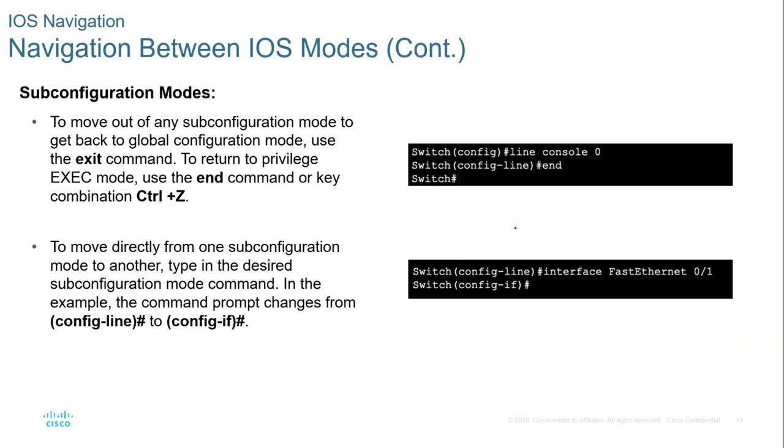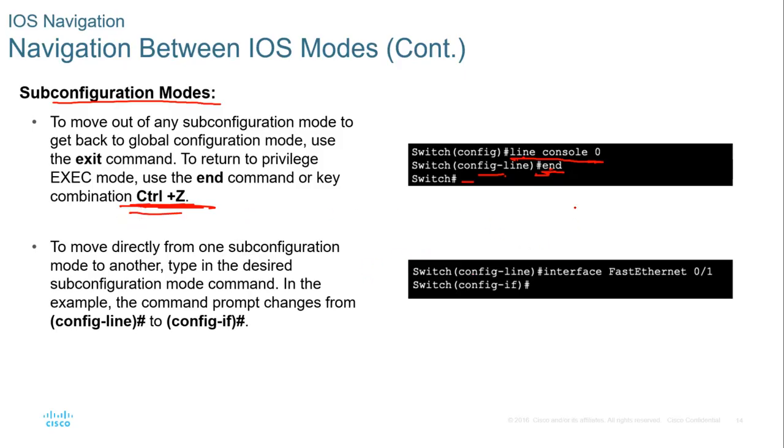There's still a continuation when it comes to sub configuration modes. You can go to line configuration mode, line console. But if you want to exit, because now if you use exit it takes you to global configuration mode, and you want to skip global configuration mode, you can use end. It skips that and takes you to the privilege mode, or you can use the shortcut Control Z.